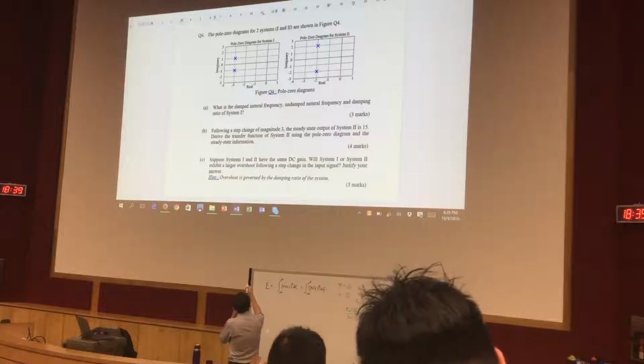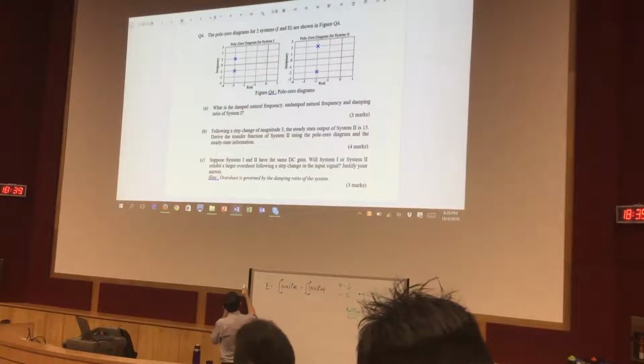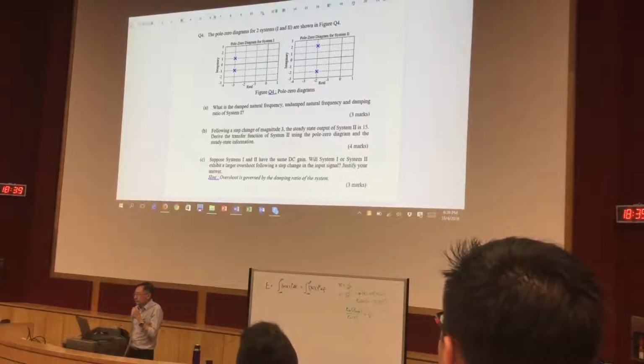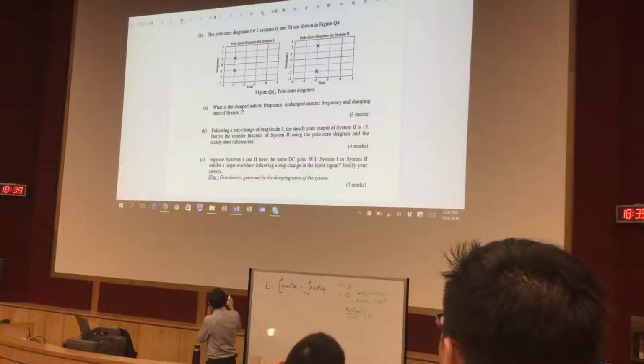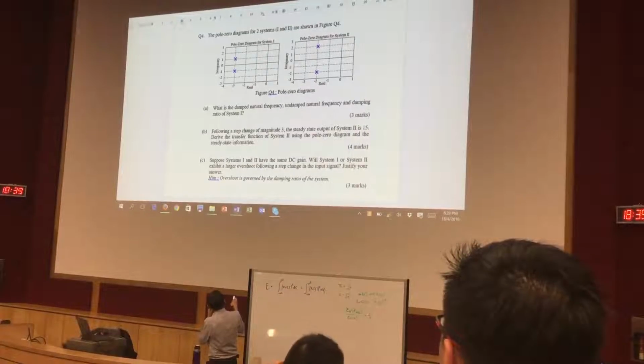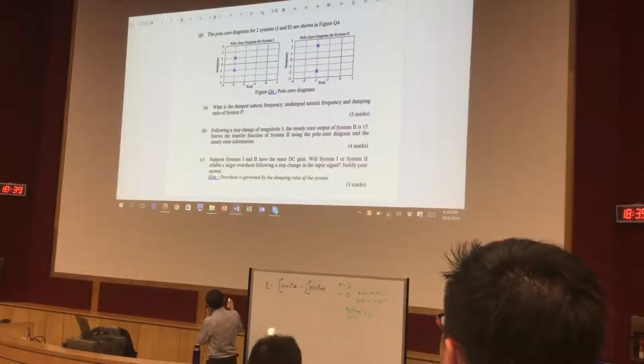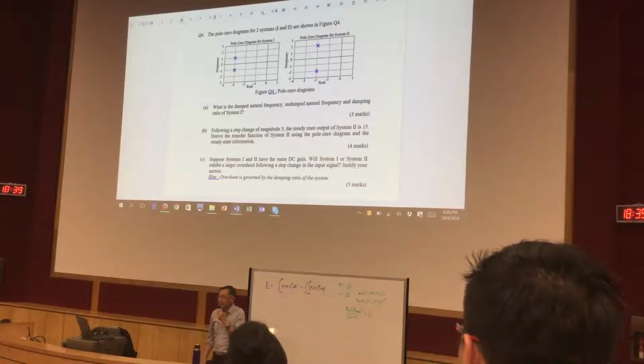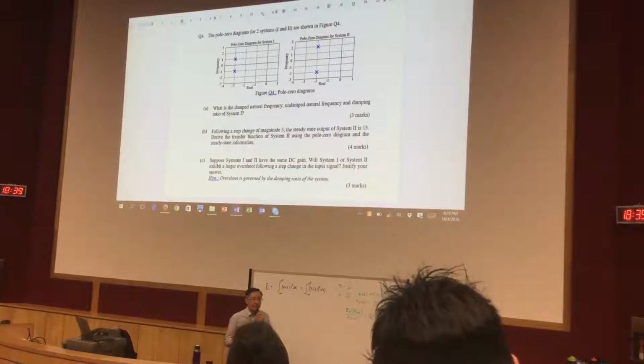Alright. So the pole zero diagrams for two systems, system 1 and system 2, are shown in figure Q4. What is the damped natural frequency, undamped natural frequency, and damping ratio of system 1? System 1. Okay. So if you look, the imaginary axis is here, the real axis is here. So these two are complex conjugates. It is at -3 plus or minus j1, as you can see. This is 1, minus 1, correct? -3 plus or minus j1.